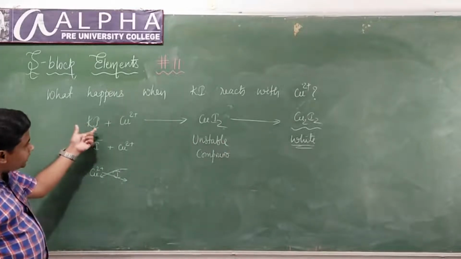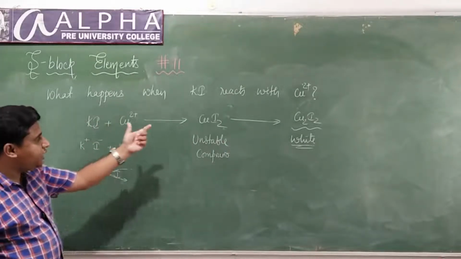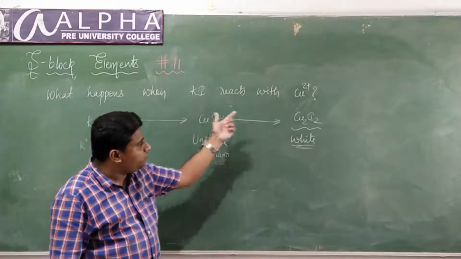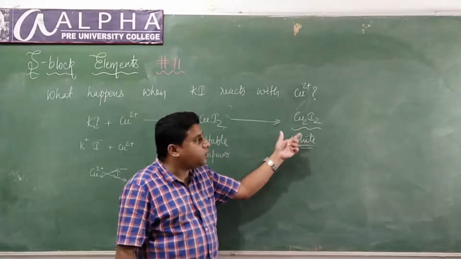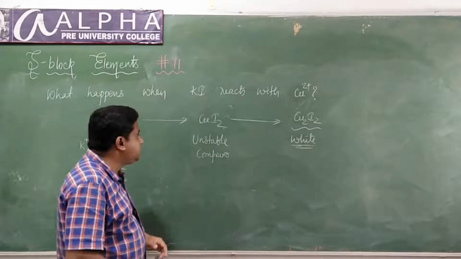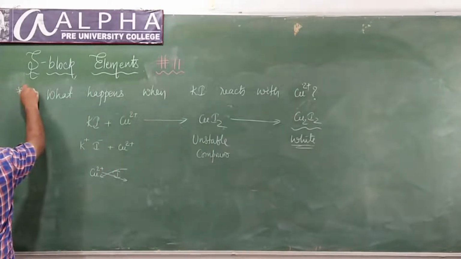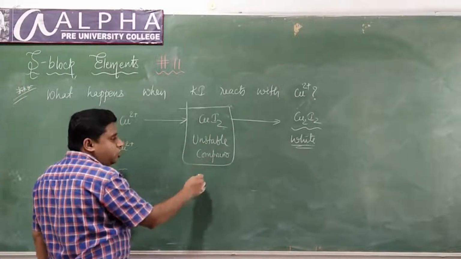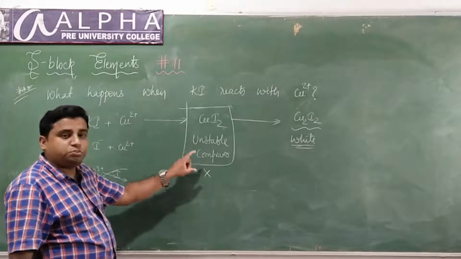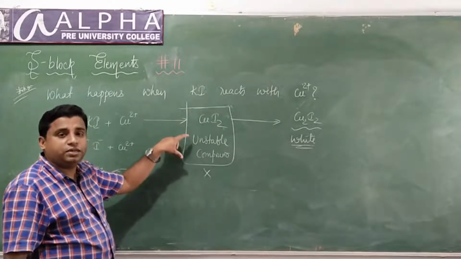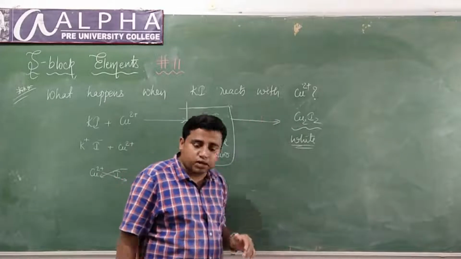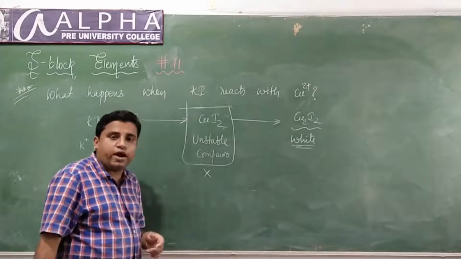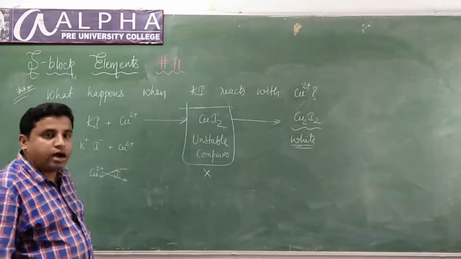So when potassium iodide reacts with copper ions, an unstable compound, Cu(I2), is formed, which will further react to form a white colored compound. What is that white colored compound? Cu2I2. See, this question has been asked many a times. Students will end up in this step. You're not supposed to end up in this step. Why? Because this is an unstable compound. This further reacts to form Cu2I2. And what is the color of that compound? It is a white colored compound. I hope you understood my point.